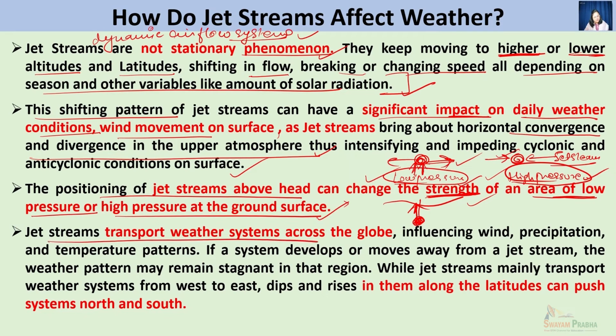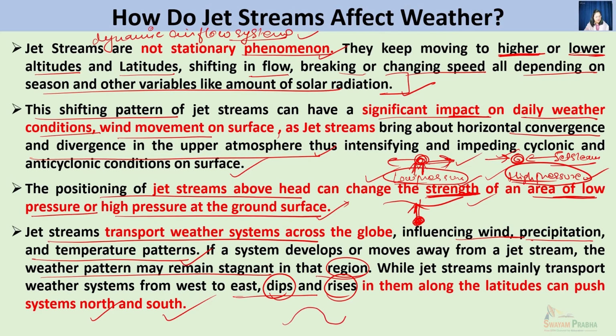Also, the jet stream transports weather systems across the globe, influencing wind, precipitation, and temperature patterns across the latitudes. So if a system develops or moves away from the jet streams, the weather pattern may remain stagnant in that region. While the jet streams mainly transport weather systems from west to east, dips and rises in their path along a latitude may definitely lead to a shift of extreme cold or extreme warm weather conditions north and south latitudinally also.